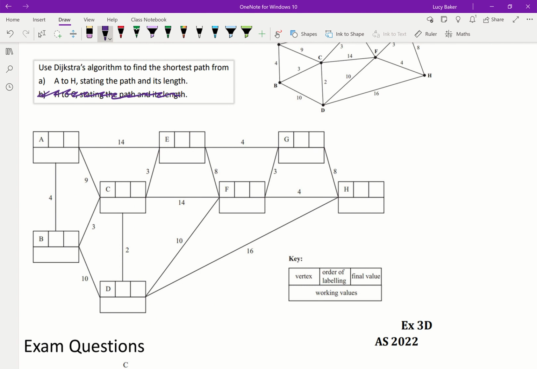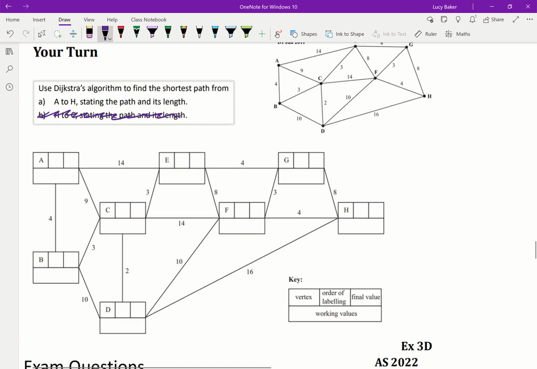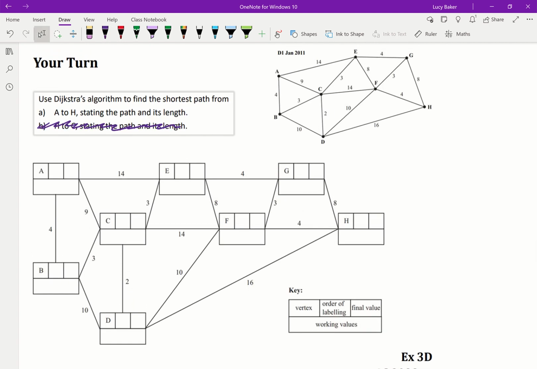Okay, let's just do the first part then. We'll look at the other parts in a future lesson, but I just want you to get the hang of the algorithm itself at first. That's the most important thing.